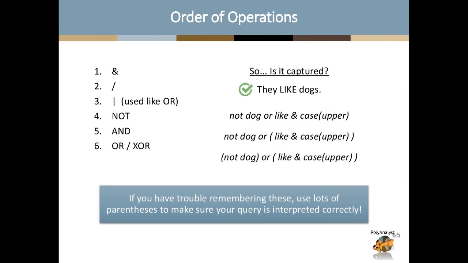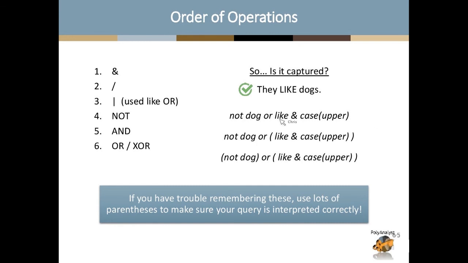Our operators follow an order of operations. So the order will be the set and versus the set not, the set bar, then the Boolean not, the Boolean and, and then finally the Boolean or XOR. If this is too much to memorize, just make sure you make heavy use of parentheses. You can put parentheses around parts of your query to make it a little bit easier to read and understand.